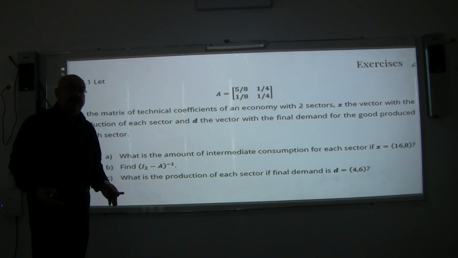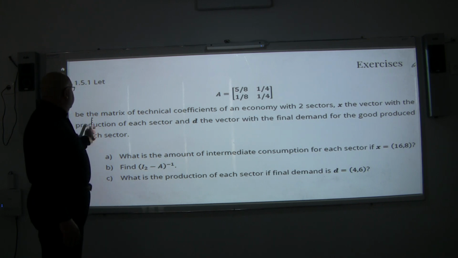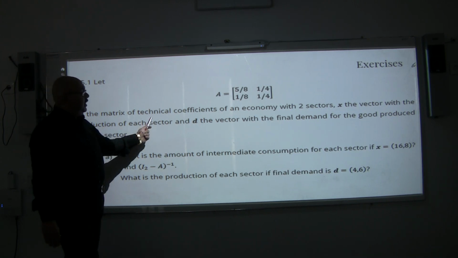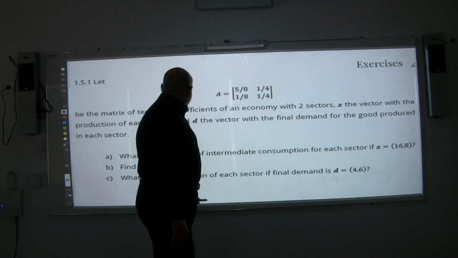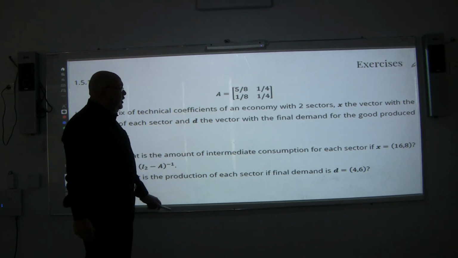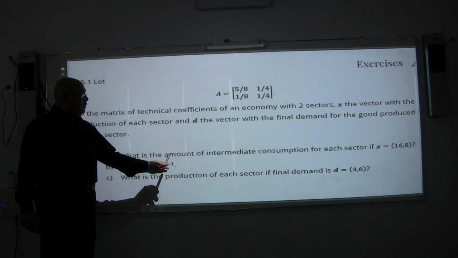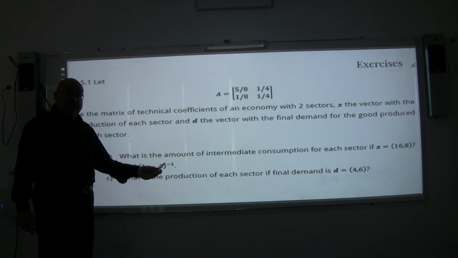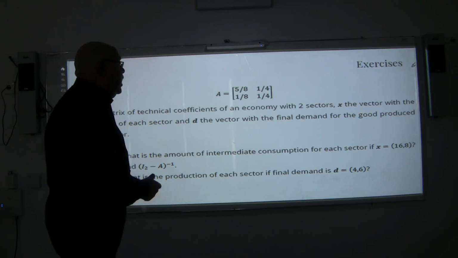This is another example with the same idea. He's asking you about the matrix of the technical coefficients of an economy with two sectors, as you can see. The vector with the production of each sector, and D, the vector with the final demand for the goods produced. What is the amount of intermediate consumption? I can get it easily. All I have to do is multiply A times X.